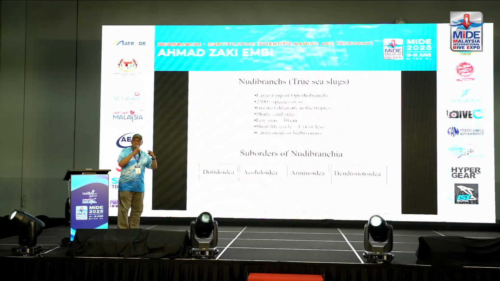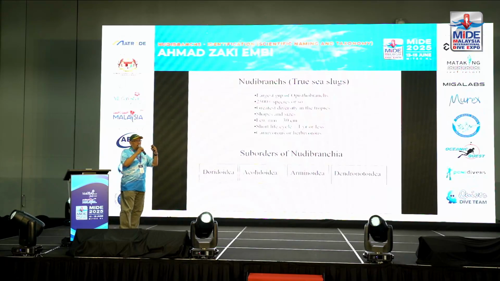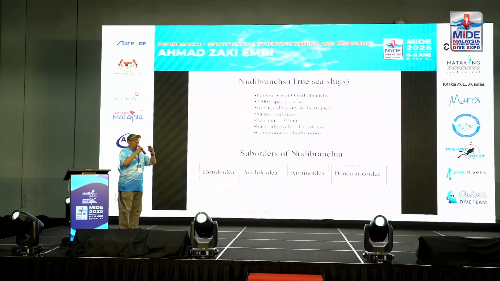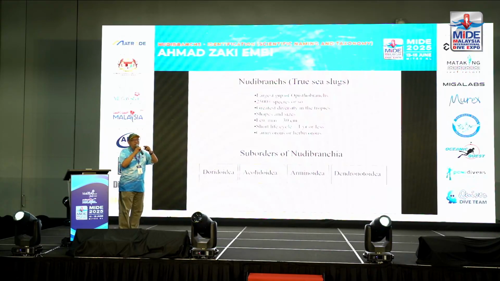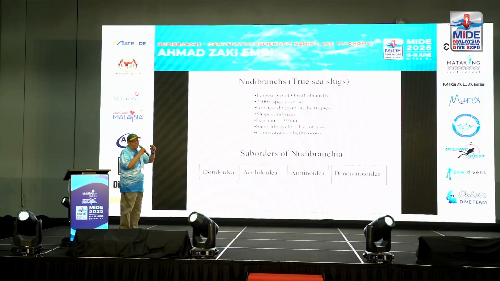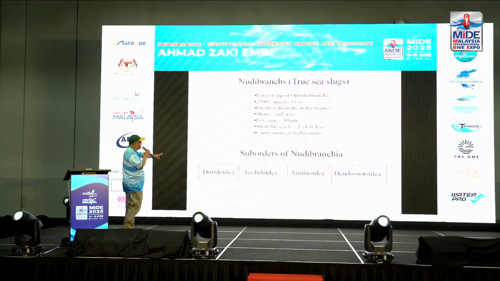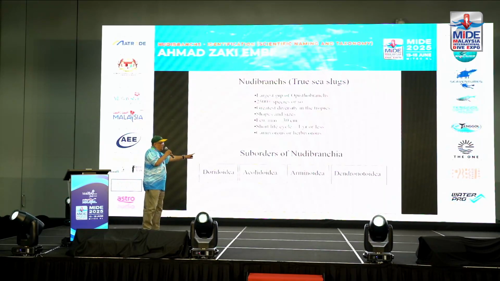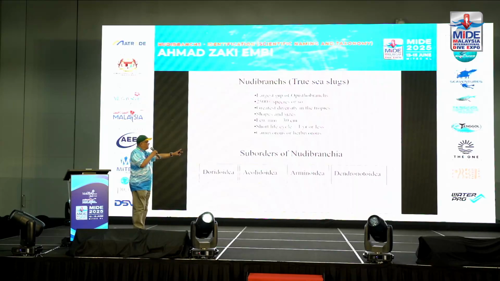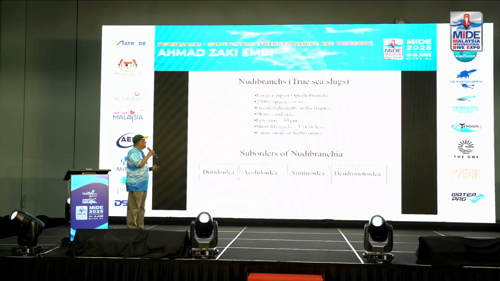And they can eat each other. They can eat single-celled algae. They eat poisons. They eat sponges, all kinds of things. So the suborders are your dorids, aeolids, arminids, and the dendrodorids.